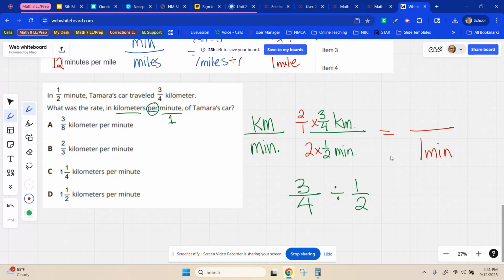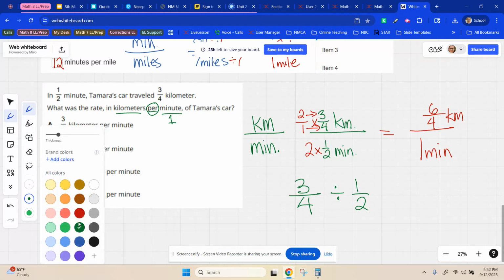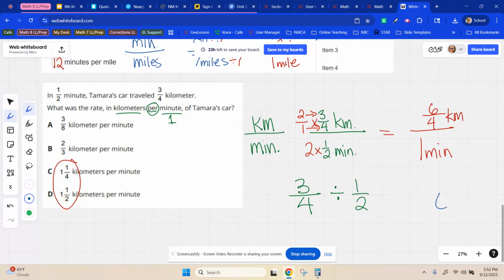That's a little trickier. I'm going to multiply straight across. 2 times 3 is 6. 1 times 4 is 4. So I get 6/4 of a kilometer per 1 minute. And I'm looking here at these two and I'm thinking, I wonder which one is 6/4. So I'm going to go ahead and convert that into a mixed number just because the answer choices are written as mixed numbers. So I'm going to take the 6, the numerator, divide by 4.